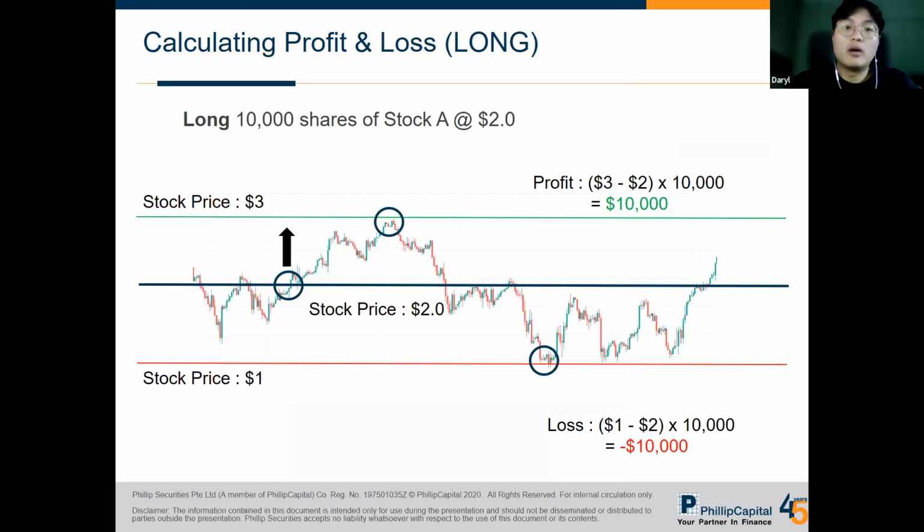So how can we calculate the profit? Assuming we want to long 10K shares of stock A at $2. Since we are in a long position, we want the stock to go up for us to profit. So if it goes up to $3, we'll be profiting $10,000. And if it goes down to $1, we have a loss of $10,000. Basically, the difference between the price entered and the exited price multiplied by the quantities. You can see the formula on the screen.